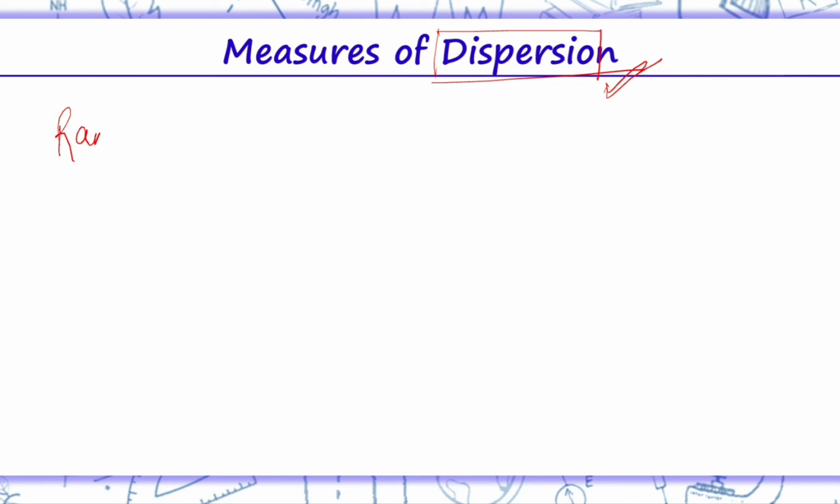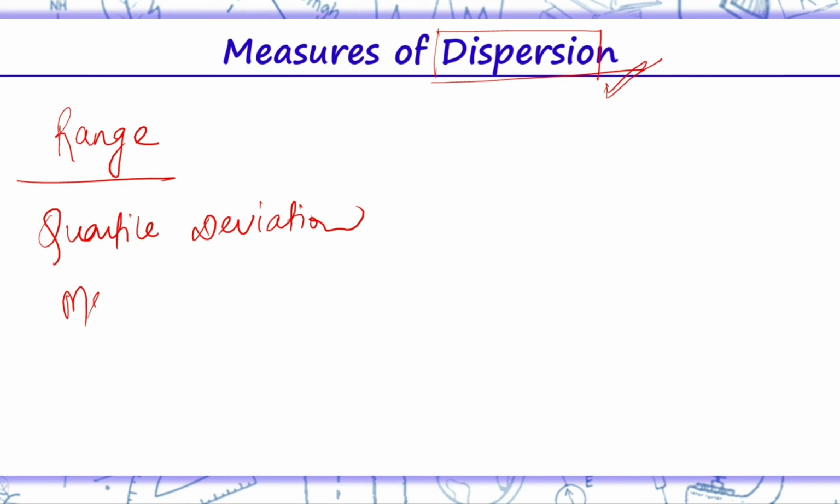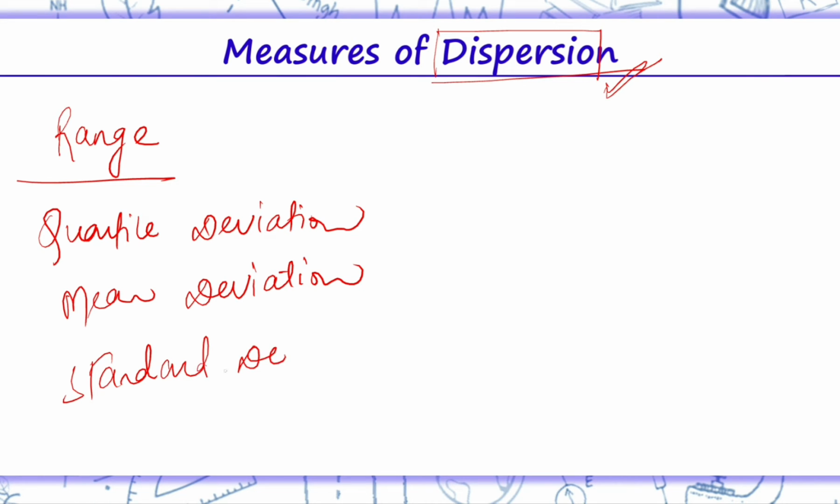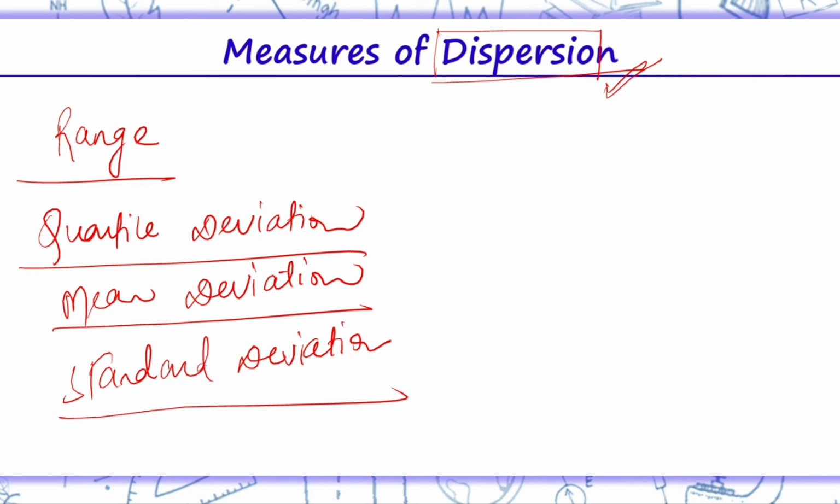We use range to measure dispersion. We use quartile deviation to measure dispersion. We also use mean deviation to measure dispersion, and we use standard deviation to measure dispersion. Now in class 11th, you only have to study range, mean deviation, standard deviation. Quartile deviation will not be studied over here; that will be studied in further classes.